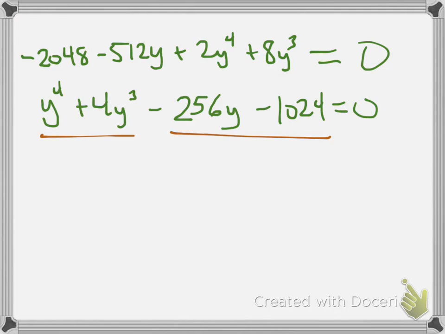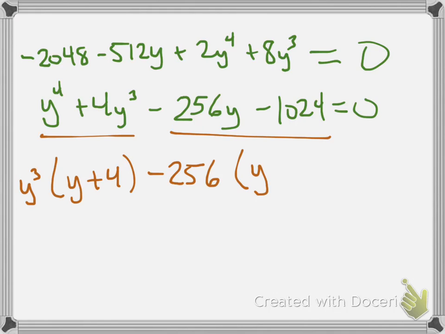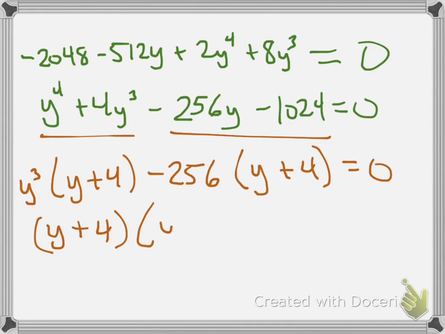So in that first pair there, I could factor out a y cubed, and I'm left with y plus 4. And then in the second pair, I'm going to factor out a negative 256, which leaves me with y here and 4 here, because 4 times 256 is 1,024. And then that equals 0. And then I can factor out a y plus 4 from each of these terms here. I like how I said 4 and wrote 3. And then what I'm left with is y cubed minus 256 is my other factor, equals 0.